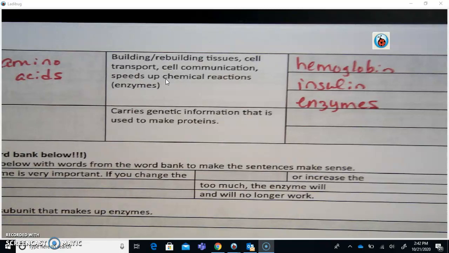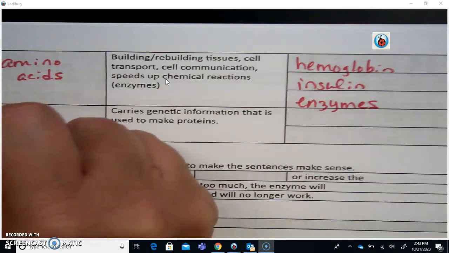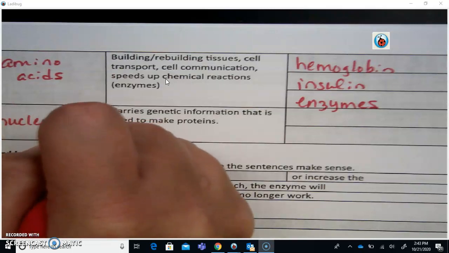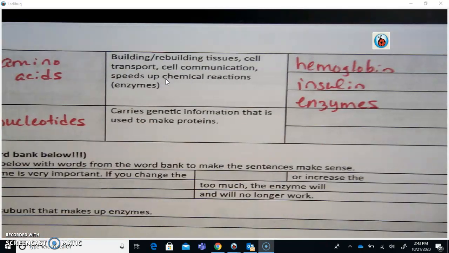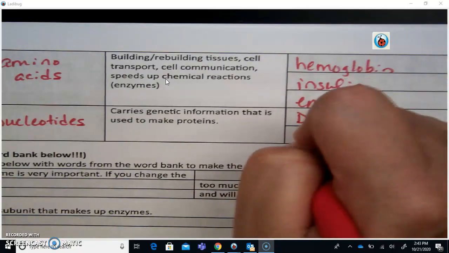Nucleic acids, the monomer that makes up nucleic acids are nucleotides. Of course, nucleic acids, their function carries genetic information that is used to make protein. Two examples of nucleic acids include DNA and RNA.